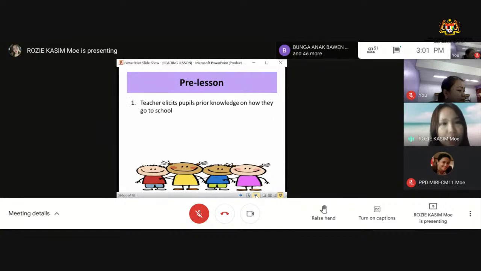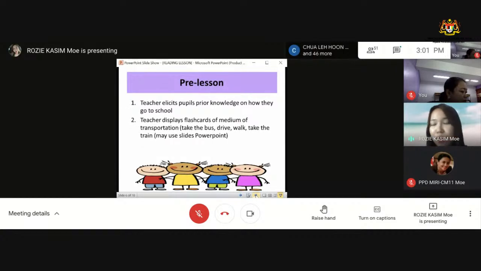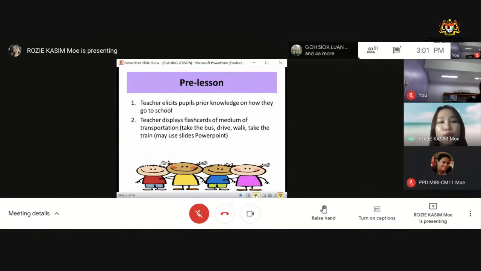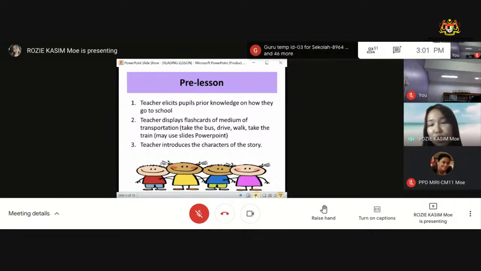In the pre-lesson, first, the teacher elicits pupils' prior knowledge on how they go to school. The teacher may prompt questions to the pupils, and some of them walk to school or their parents drive them to school, so get the pupils to talk. Second, the teacher displays flashcards of the means of transportation, such as take the bus, drive, walk, take the train. For those who live in town, you can use PowerPoint slides to display flashcards, and you can also print them out for the pupils. Then the teacher also introduces the characters of the story.